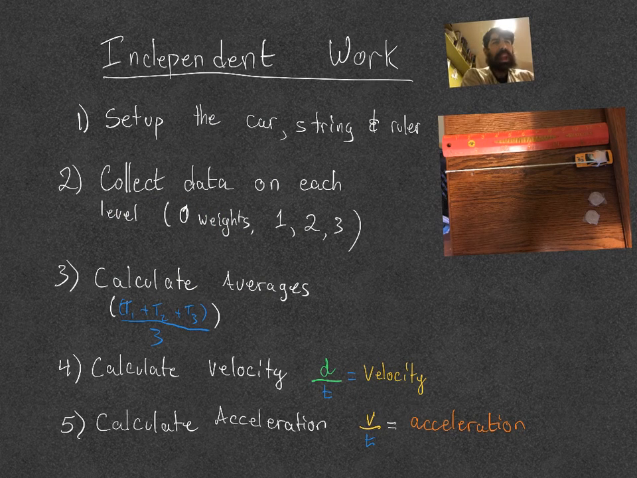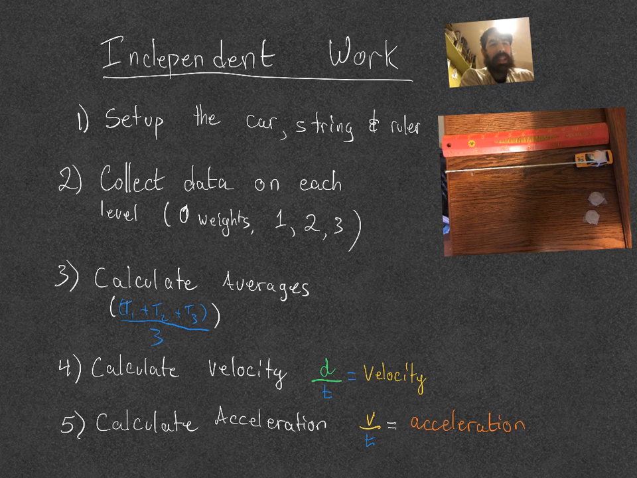And finally, here's your independent work for the day. Set up your car, your string, and your ruler, just like you see in the picture. You've got your ruler, your car, your string, weight on the end of the string, and you've got your quarters ready to go. Calculate your data for each level. 0 weights, 1, 2, 3.